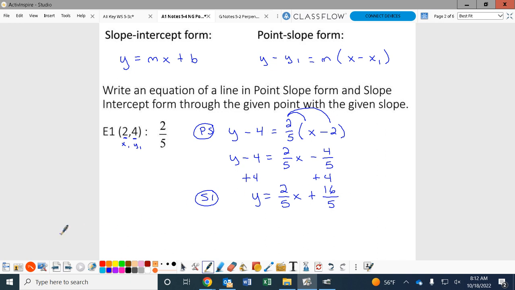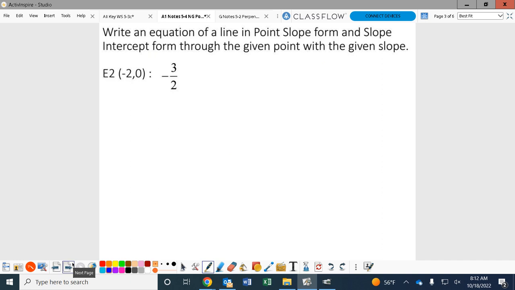Okay, let's do another one like that. A little bit easier this time because we got 0 as one of the numbers. Guys, if 0 is one of your numbers, it's going to make it easier no matter what, because it's going to be less work. We start off in point slope form. When we write point slope form, it's going to be y, but guys, it's minus 0. We don't write minus 0. There's no need to write it, so it's just y equals our slope of negative 3/2 times in parentheses x.